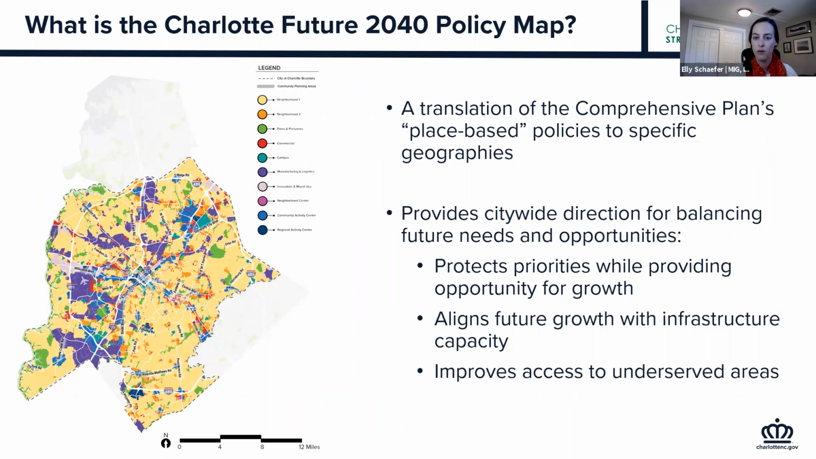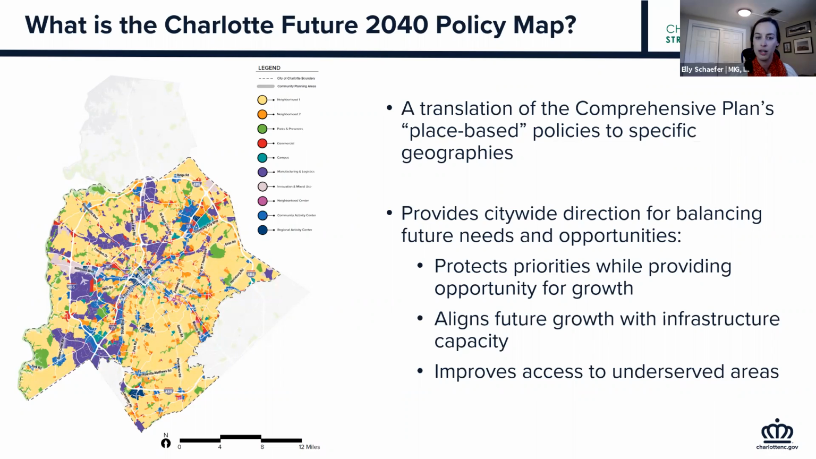So moving on to the 2040 policy map, this is a companion document to the comprehensive plan and will translate the plan's place-based policies to specific geographies in the community. Place-based policies are those in the plan that provide guidance for where and how development should occur. When adopted, the 2040 policy map will replace the city's current policy map called the Future Land Use Map.